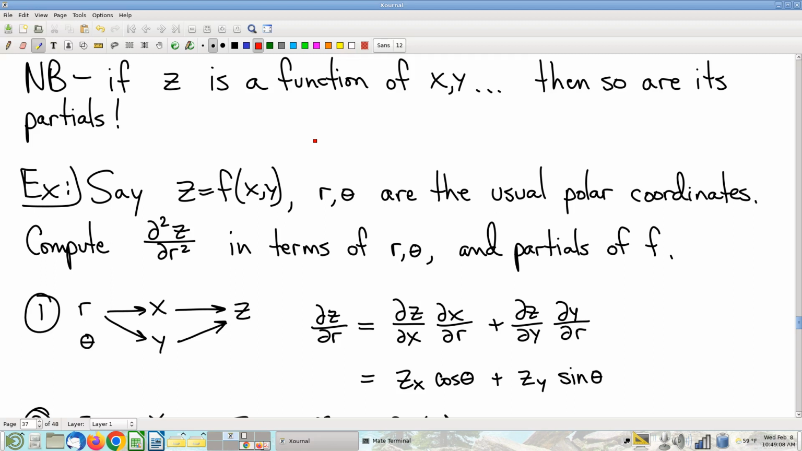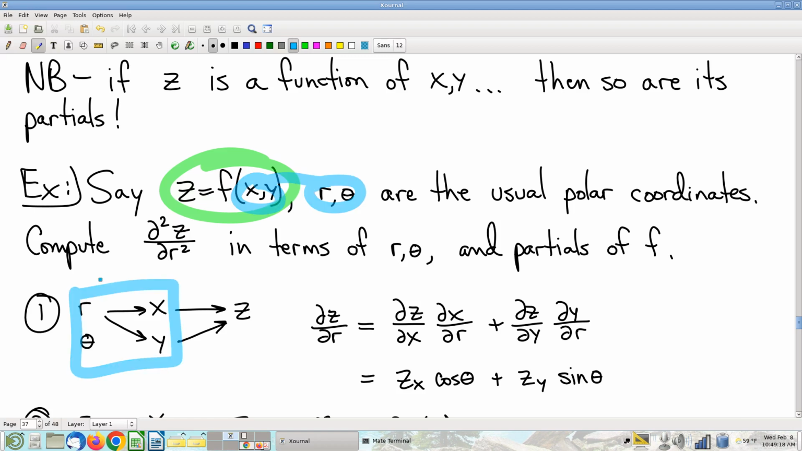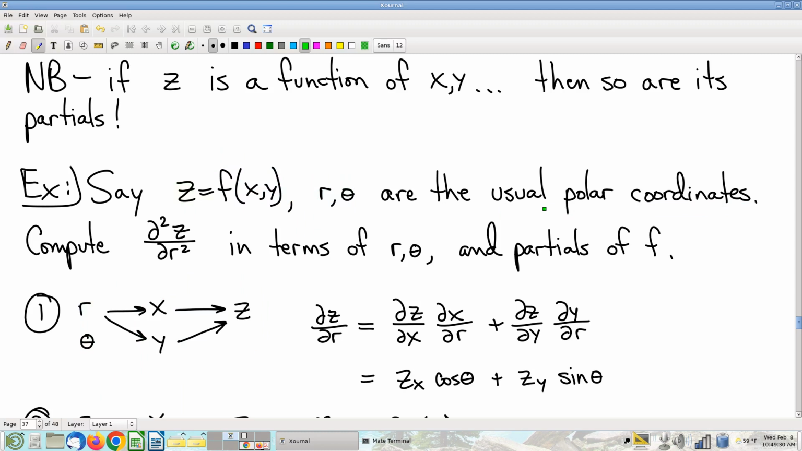It's about polar coordinates. So you'll notice here z is a function of x and y, but then of course x and y are functions of r and theta in what I'm going to call the usual polar coordinate way. All right, so I have a composition here, and here's my diagram. And a reasonable question to ask: in this composition, z is a function of r and theta, and if it's a function of r and theta, then I can talk about its partials, but then I can talk about the partials of those.